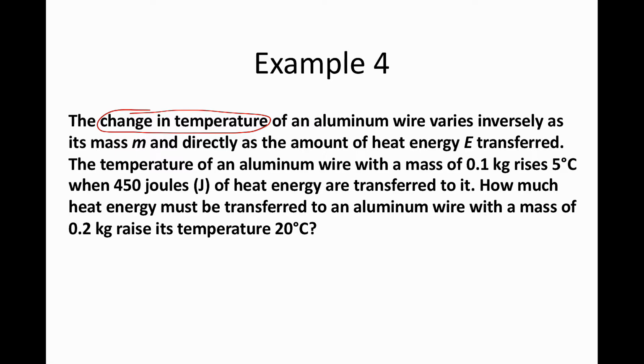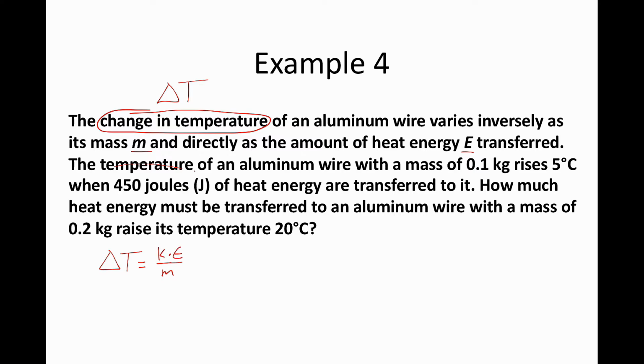Now, thinking back to what you've done in science classes, especially physics and chemistry, change is represented by a triangle. We call that a delta. For temperature, we're going to give it a capital T. So we're going to say the change in temperature, delta T, varies inversely as mass m, so the m is going to be in our denominator, and directly as the amount of heat energy E. So it's going to be k times E over m.